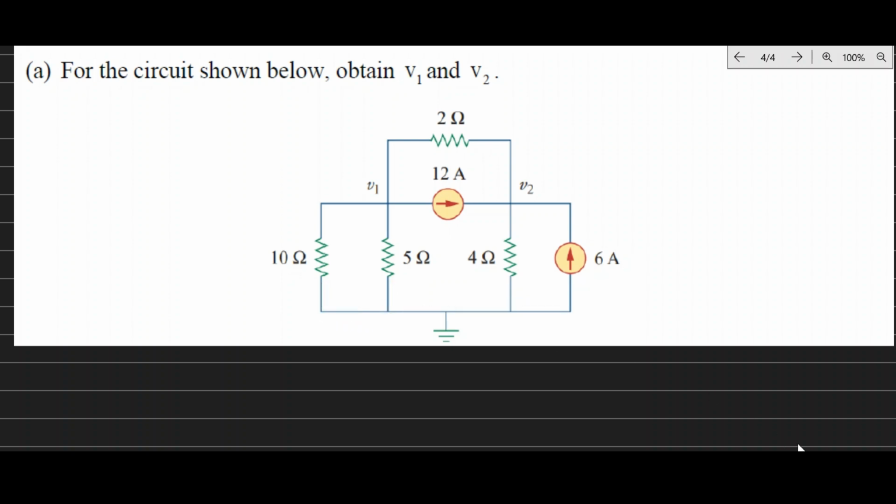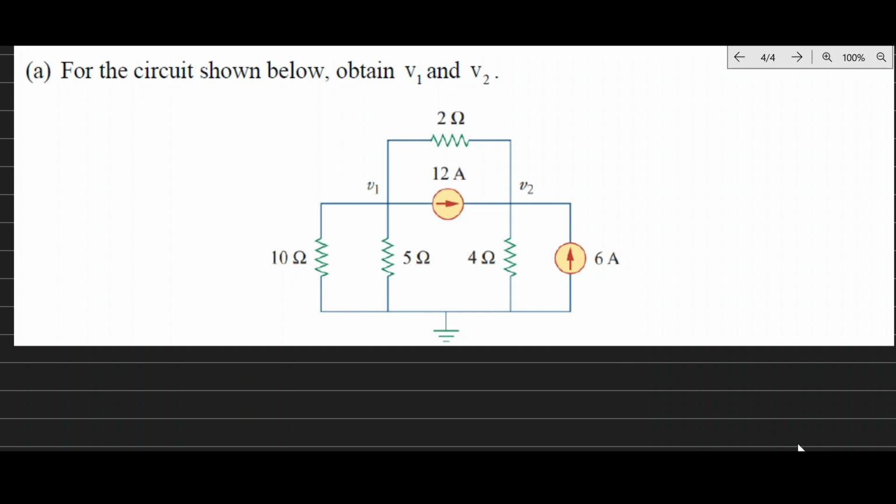Now, when it comes to nodal analysis, we have to find what voltage is at that node. First of all, when you're given a circuit, you have to identify the nodes. So identify the nodes.